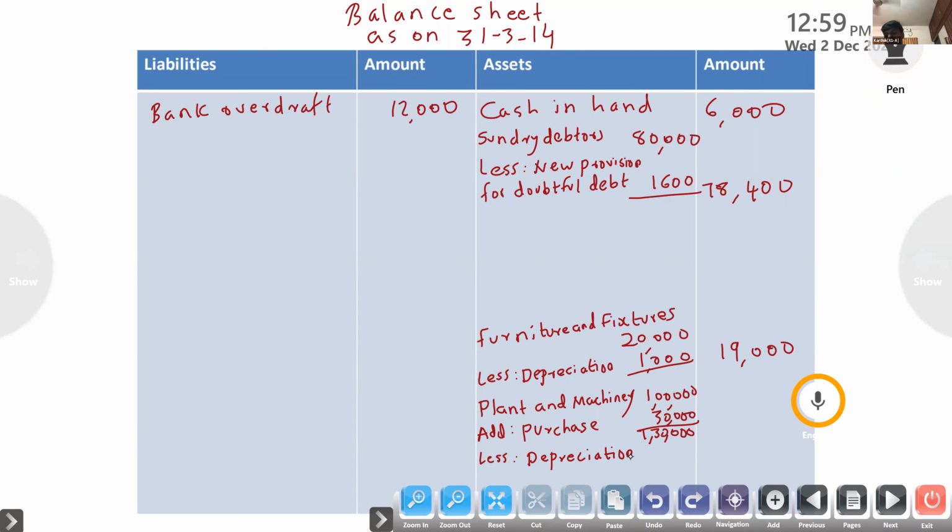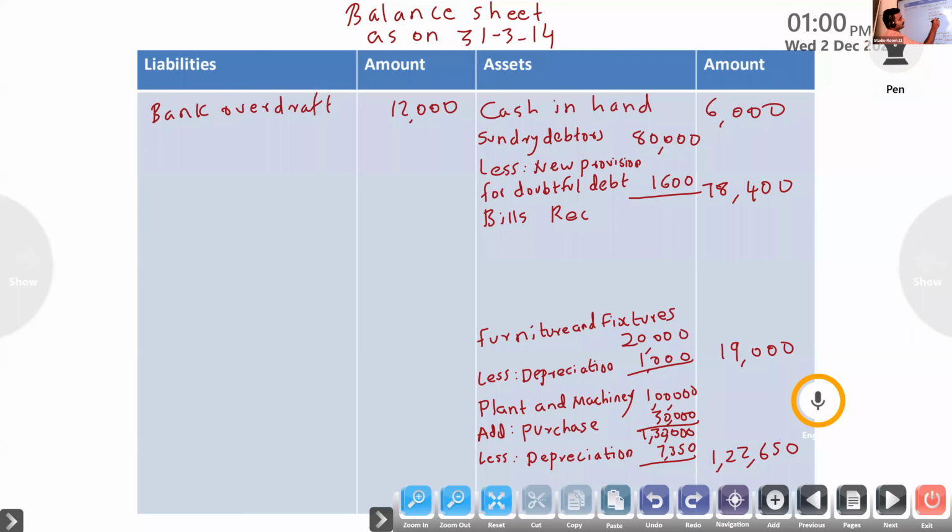So we get 1,22,650. Whenever you write plant and machinery, here a purchase is there. First you have to add, then depreciation. Machinery value is now 1,30,000, and from that you have to minus depreciation.